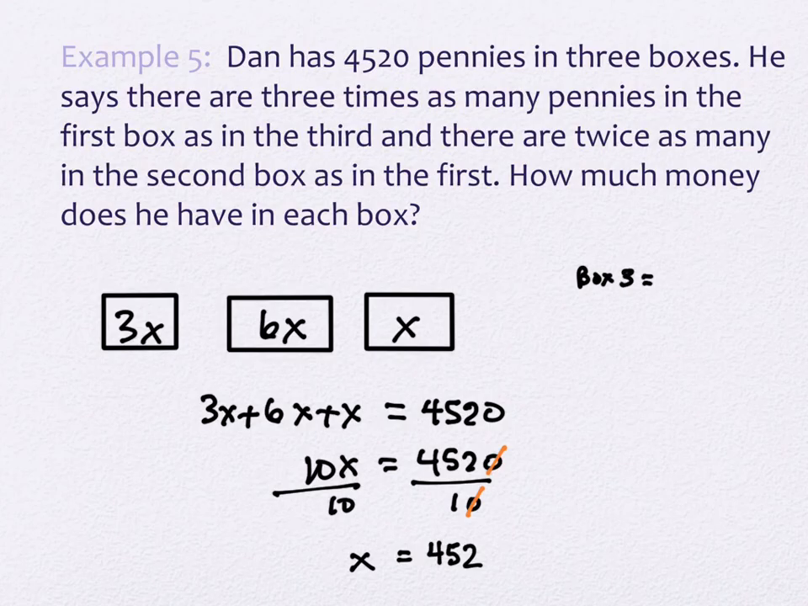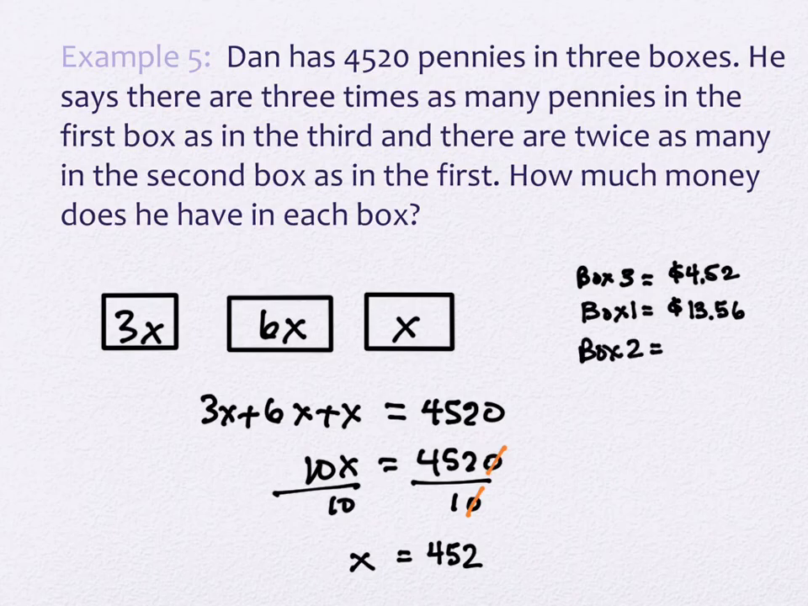So there's 452 pennies, which means it's $4.52. And then if I go back to box 1 and I triple it, again, I know I'm shortcutting this a little bit, but I want to make sure we get to things finishing up. So this is 356, and box 2, which doubles that, is 2712. And again, you should show work here.